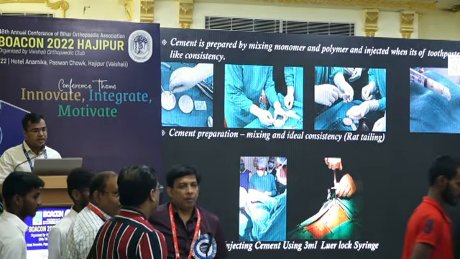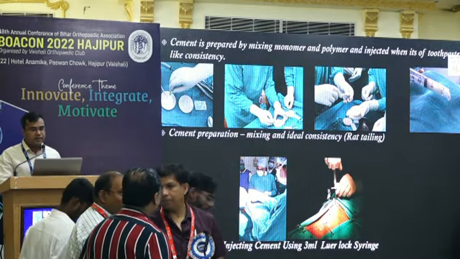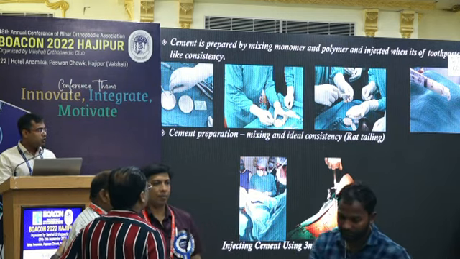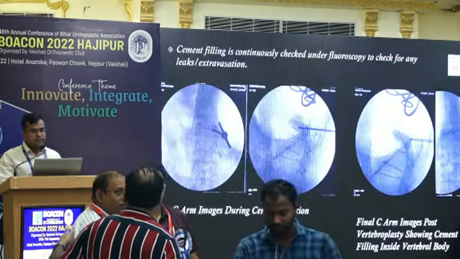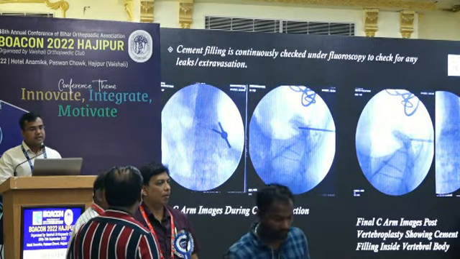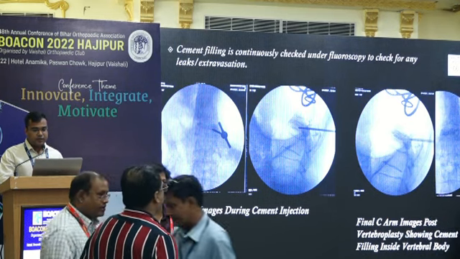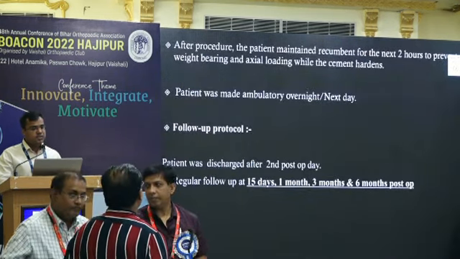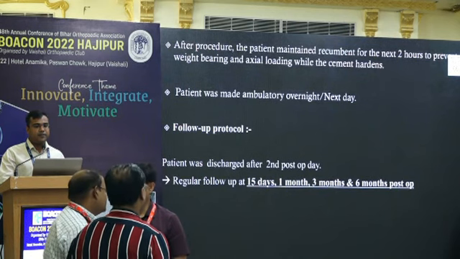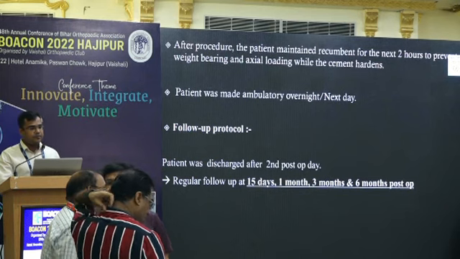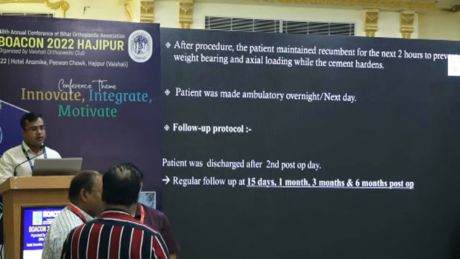The cement was prepared by mixing the monomer and polymer, and when the ideal toothpaste-like consistency was obtained, it was filled into the syringe and then injected. And the cement filling was checked continuously for any leaks or extravasation by C-arm in AP and lateral views. After the procedure, the patient was maintained recumbent for the next 2 hours to prevent weight bearing and axial loading while the cement hardened, and the patient was made ambulatory the next day.